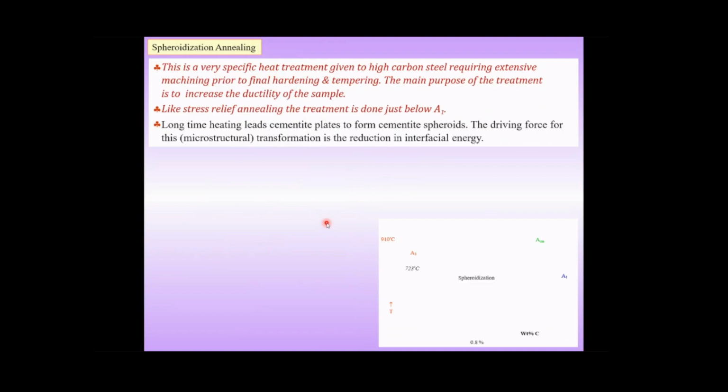Next one is spheroidizing annealing. This is a very specific heat treatment given to high carbon steel. The application of spheroidizing annealing is to heat high carbon steel requiring extensive machining prior to final hardening and tempering. The main purpose of this treatment is to increase the ductility of high carbon steel. Long-time heating leads cementite plates to form cementite spheroids. So spheroidizing annealing will give a very ductile material.